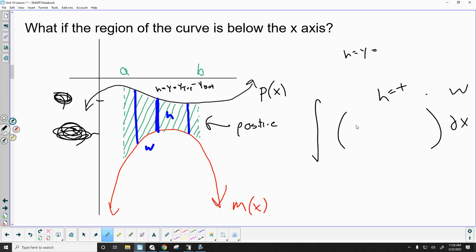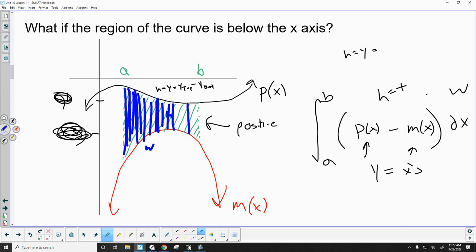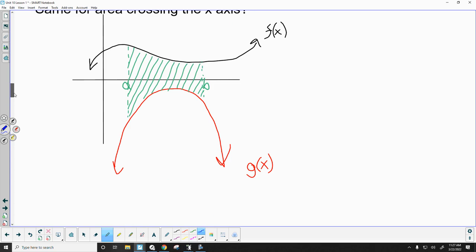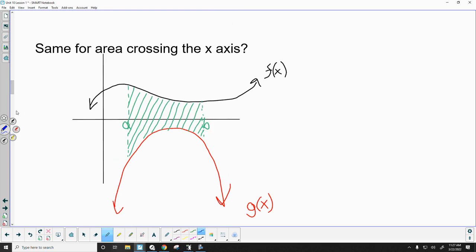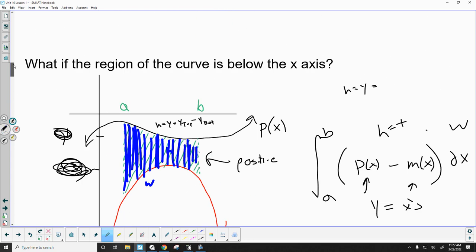Now, this top y is given to me by y equals p of x. The bottom y is given to me by y equals m of x. And we will start at a and go to b. This is what our calculator shows us. It starts on the left and goes to the right. It is not in between these two numbers. Order matters. That makes sure that the width is positive. And the same thing will happen if we're crossing the x-axis. Top minus bottom will work to give us positive height.